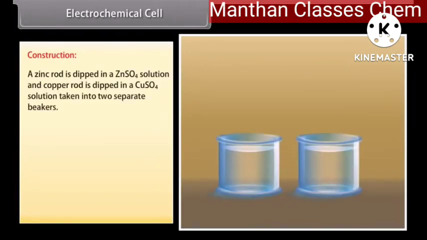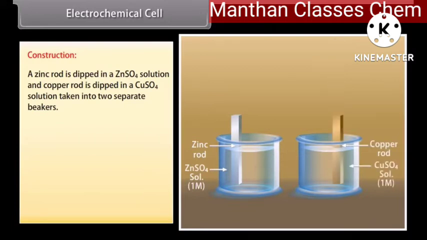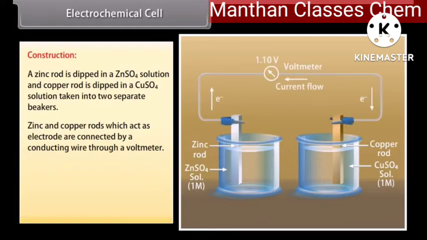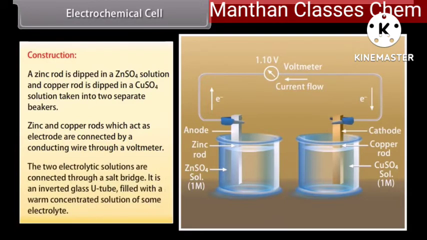Construction: a zinc rod is dipped in a ZnSO4 solution and copper rod is dipped in a CuSO4 solution taken into two separate beakers. Zinc and copper rods, which act as electrodes, are connected by a conducting wire through a voltmeter. The two electrolyte solutions are connected through a salt bridge. It is an inverted glass U-tube filled with a warm concentrated solution of some electrolyte.